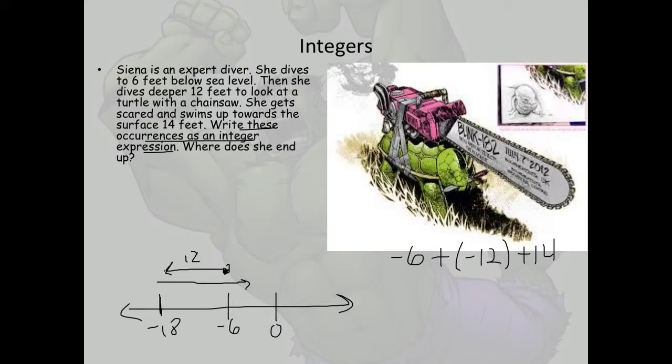And then the last part to answer, where does she end up, and where can I put this as a number? Well, let's just complete the problem. So like we said before, negative 6 and negative 12 would be negative 18. Now we add 14 here. Sign's not the same, so we subtract. 18 minus 14 equals 4. And we take the sign of the bigger number. In this case it's negative 18, so negative 4 is where we're going to end up, which is right here. And I'll put a stopping point right there. Okay? So that's how we can model that on a number line. There's your integer expression.